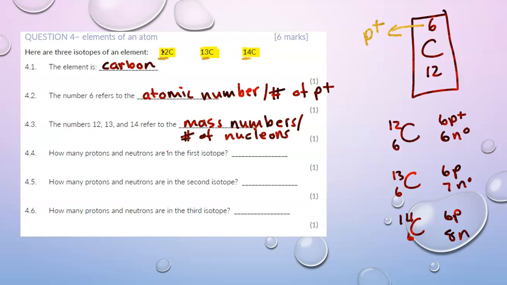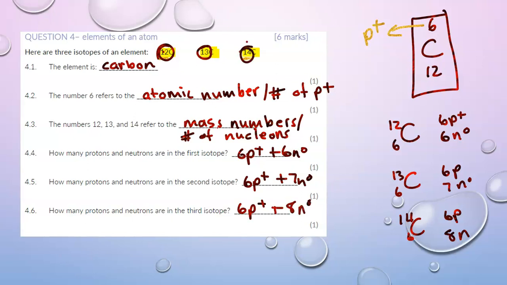How many protons and neutrons are in the first isotope? Now you see I already wrote it down. I'm just copying my answers now. So I have 6 protons and 6 neutrons, and that is where that 12 comes from. For the second isotope, I have 6 protons and 7 neutrons. That is how I get to the 13. And for the last one, it is 6 protons plus 8 neutrons, and that is how I got to the 14. Okay, so just more of the same stuff that we did in the short form questions.